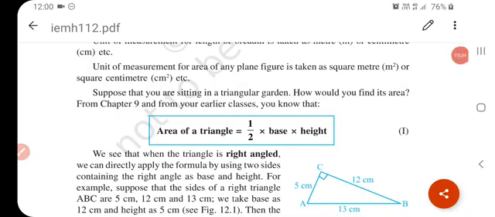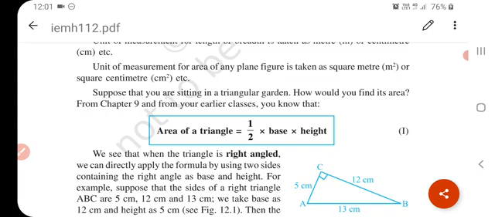So students, normally we use the area of a triangle is equal to 1/2 base into height. We see that when the triangle is a right angle triangle, we can directly apply the formula by using the two sides containing the right angle as base and height.